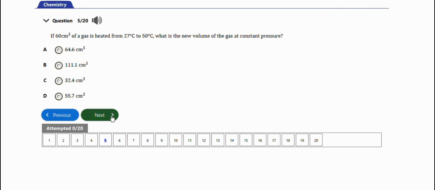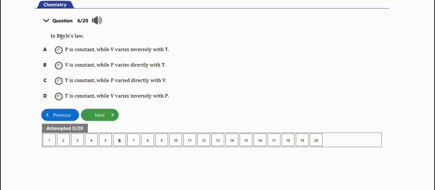The next repeated question will be this one. It says in Boyle's law, P, which is pressure, is constant, while V varies inversely with T. No. V is constant, while P varies directly with T. No. T is constant, while P varies directly with V. No. T is constant, while V varies inversely with P. Yeah, so the right option is option D. That's it for this question.